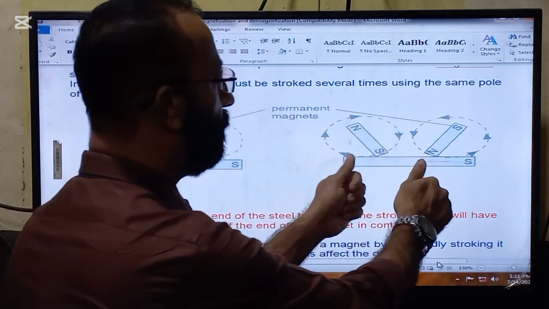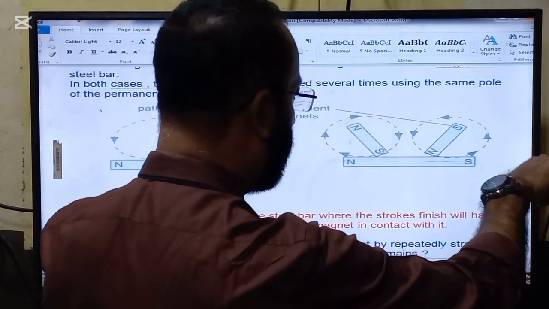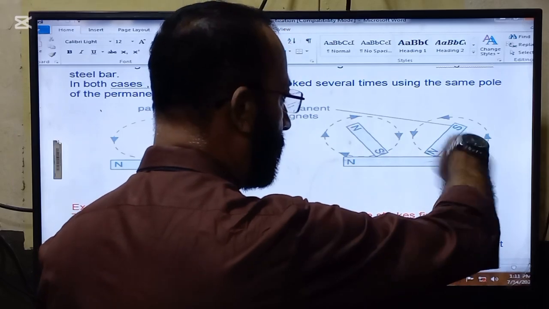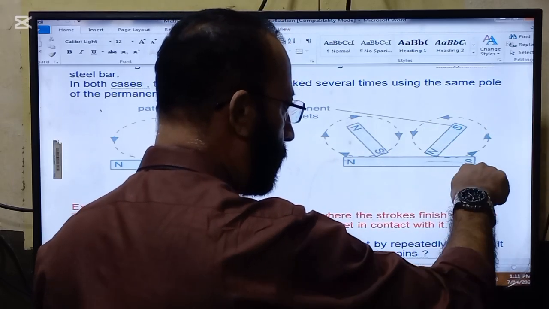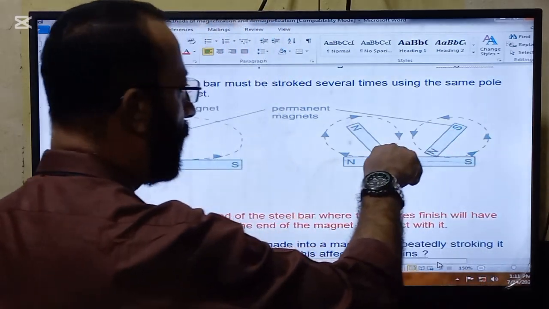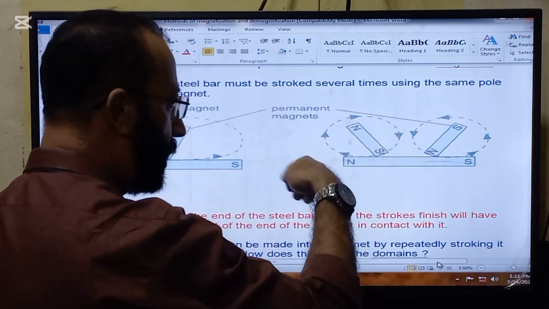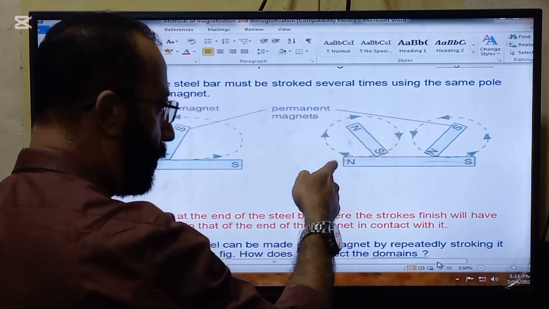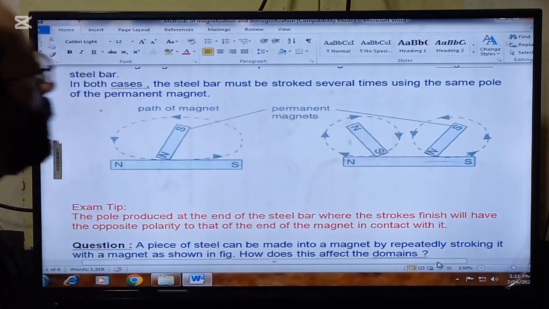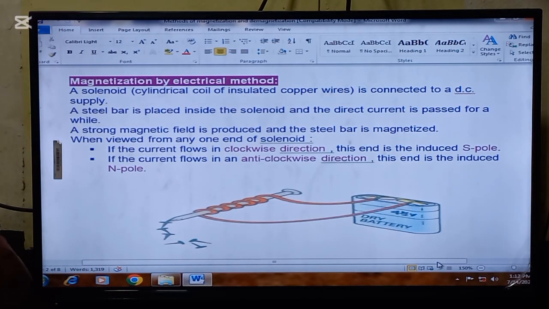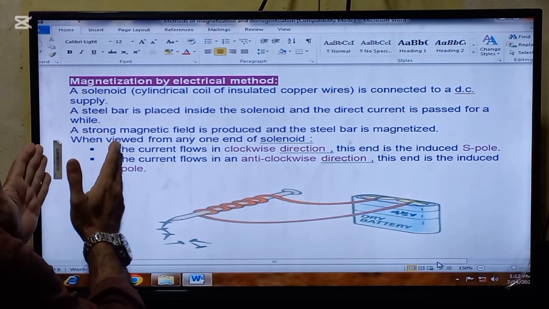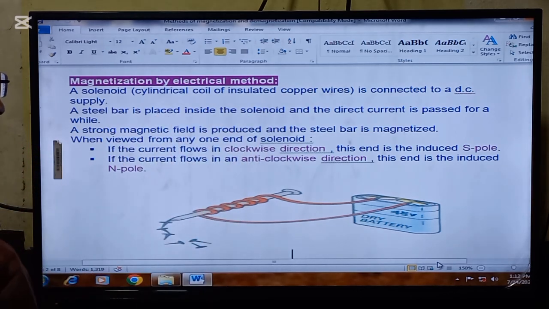And when two magnets with opposite poles are struck like this, north pole is moving in this direction, so south pole will be created here, and south pole is struck in this direction, so that's why north pole will be created here. The second method that we are going to read of magnetization is by electrical method.